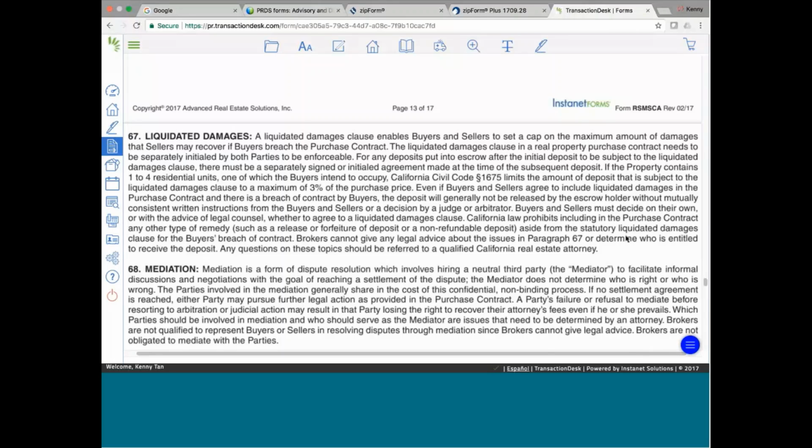So if you have this, you can keep the $20,000. That's right. You can make the extra $50,000, and you can still keep the $20,000. But if you don't have the liquidated damage clause, because you actually make money, you did not lose money. That's why you cannot keep the $20,000.